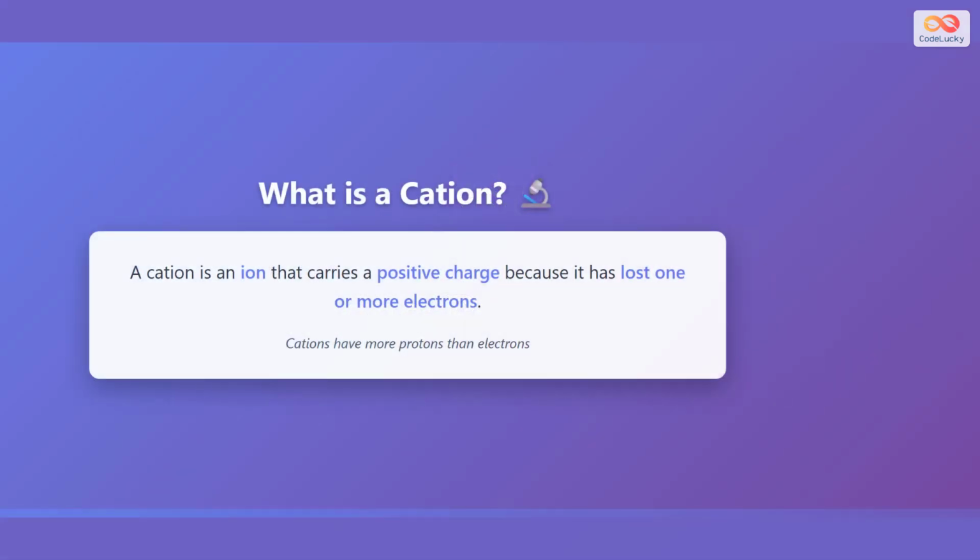A cation is an ion that carries a positive charge. But what exactly does this mean? When an atom loses one or more electrons, it becomes a cation. The key point to remember is that cations have more protons than electrons. Since protons are positively charged and electrons are negatively charged, losing electrons means there are more positive charges than negative charges. This imbalance creates the overall positive charge that defines a cation.